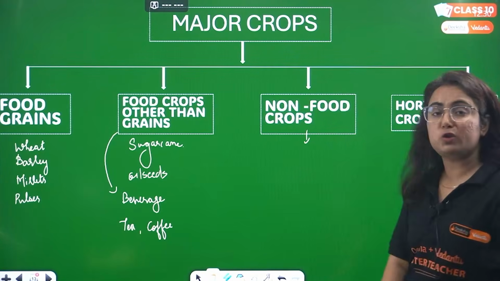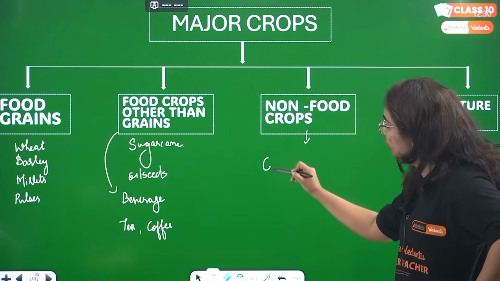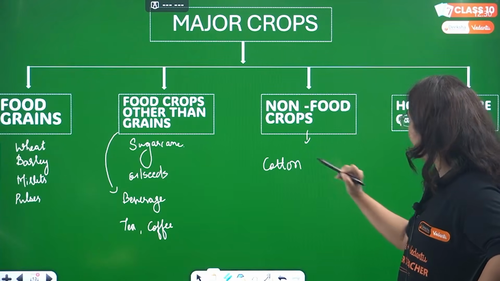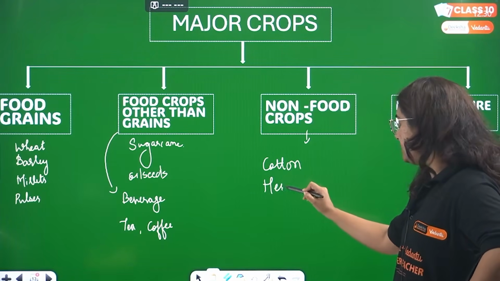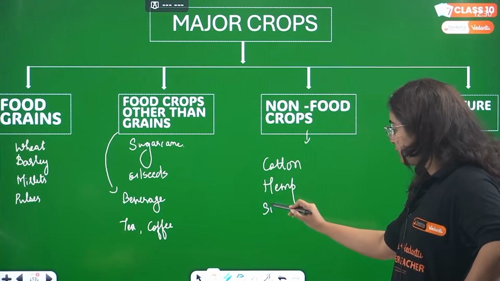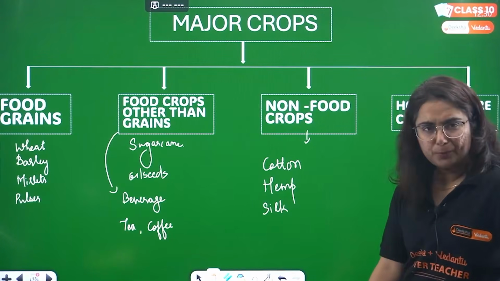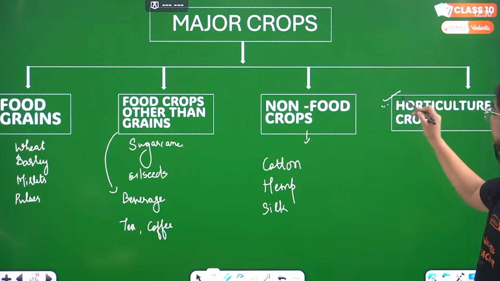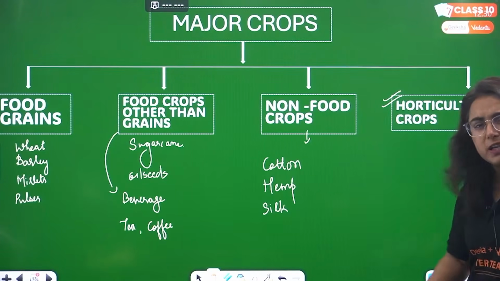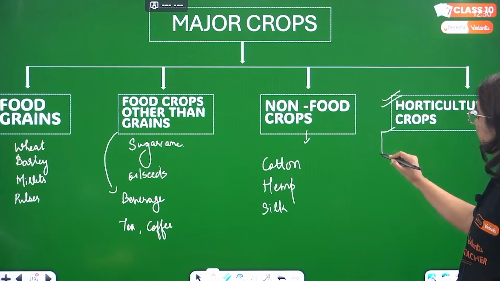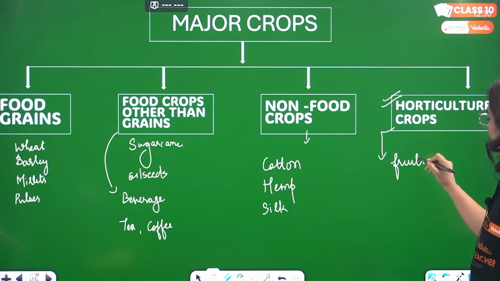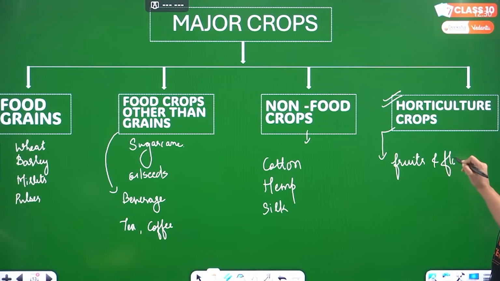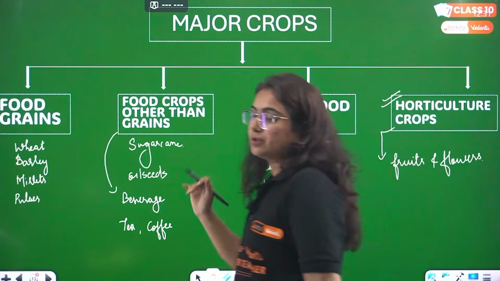Now coming towards non-food crops, like we know about cotton. Then we know about hemp. Then there is silk also here in the list and many more. Last but not the least, that is horticulture. What is horticulture, by the way? Beta, the horticulture type of crops are like fruits and flowers. Beta, this is one of the largest markets of India.